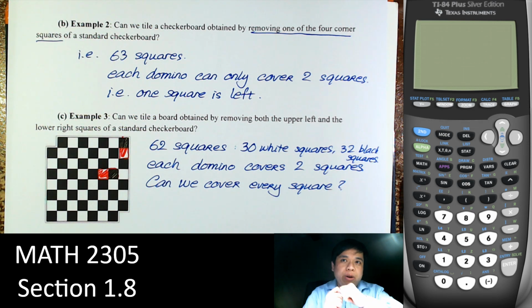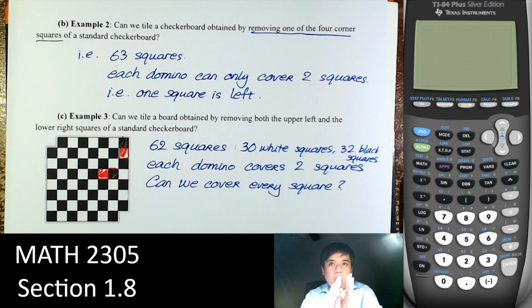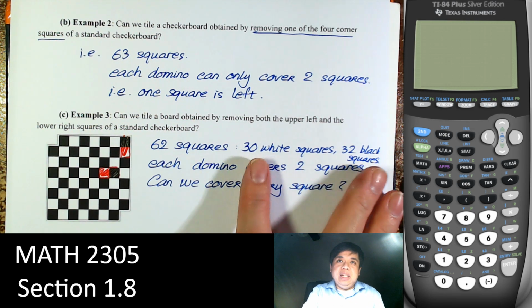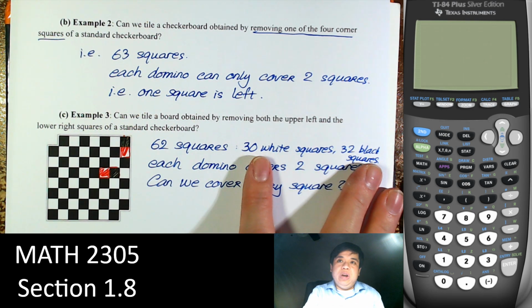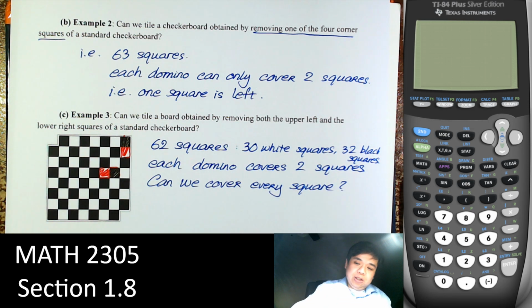Unless we break a domino in half, then we can do that. But that's not the point. Because each domino covers 1 black square and 1 white square, if we have an uneven number like this, it will never work. So the answer is no.